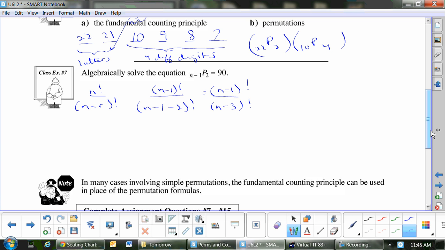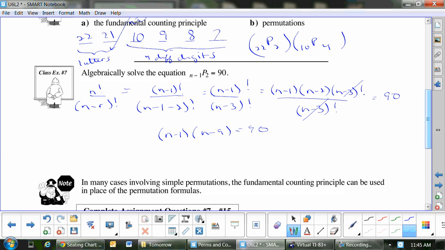Which one's bigger? n minus 1 or n minus 3? Good. So if it's bigger, chop it down. This would be the same thing as n minus 1. Right? Always name it first. Times n minus 2 times n minus 3 factorial all over n minus 3 factorial. These cross out. Remember, this equals 90. So I have n minus 1 times n minus 2 equals 90.